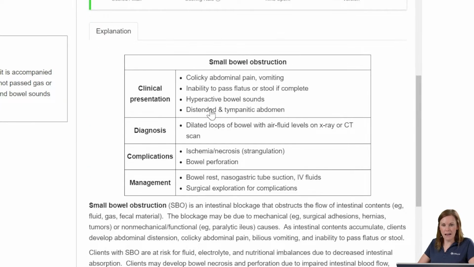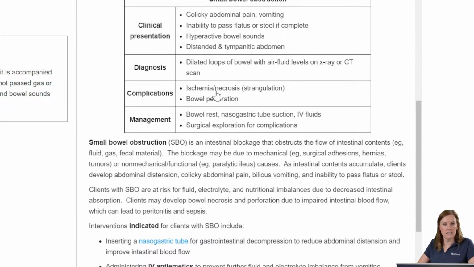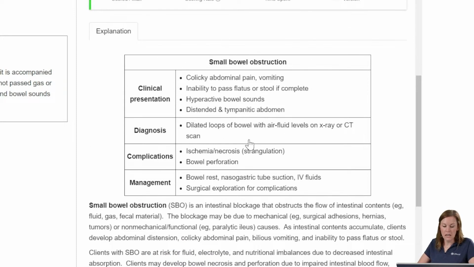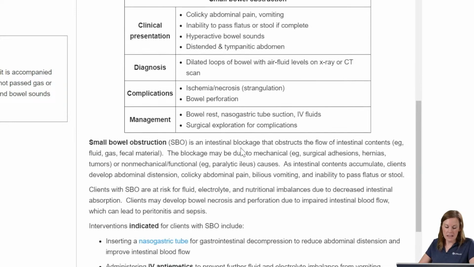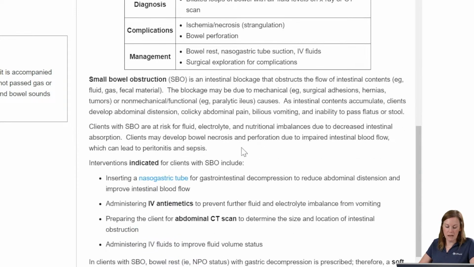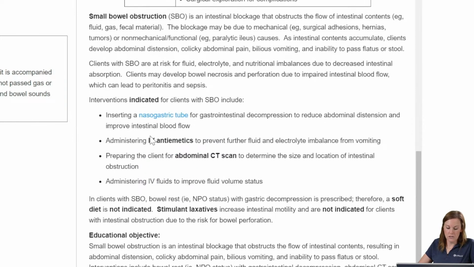Okay, we have a really great table here that's going to summarize what a small bowel obstruction is going to look like, what it's going to present, how we diagnose it. And then we talked through all of these again, but we're all about trying to relieve the obstruction, relieve anything compressing our bowel, and then manage symptoms as well. All right. So I will move on to our next one.